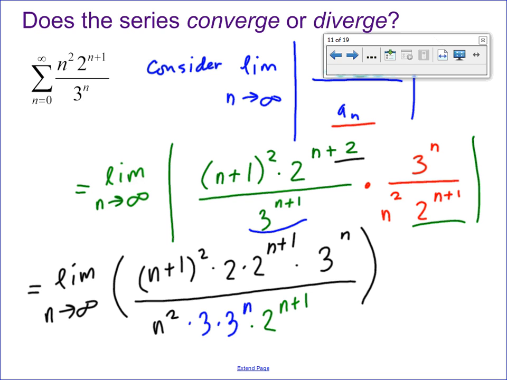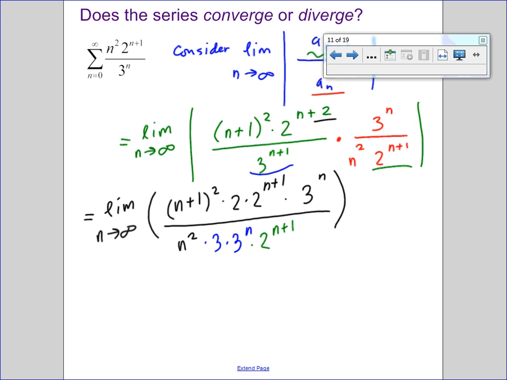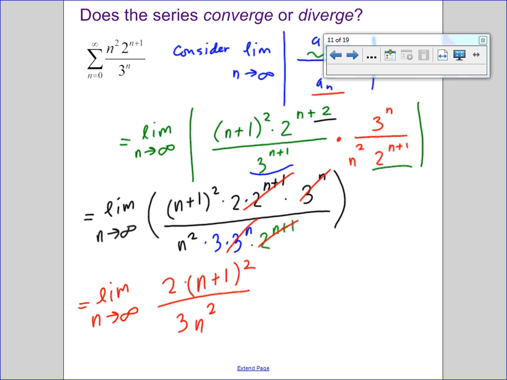Why? Because we're setting up for my favorite game. Yes, that's right, the cancel game. So our 2 to the n plus 1, bye-bye, right? Our 3 to the n, bye-bye. And we're left with the limit as n goes to infinity of, and on top we have 2 times n plus 1 quantity squared over, and on bottom we have what? 3n squared? Yes? Awesome.